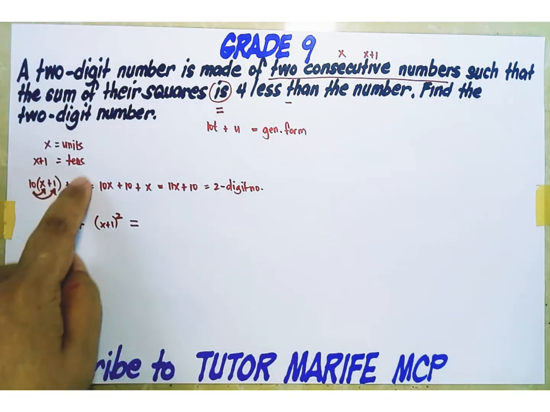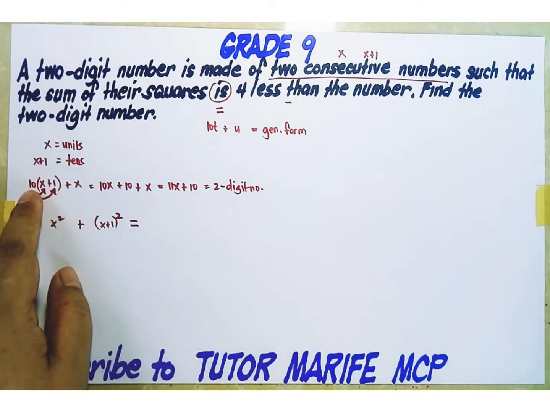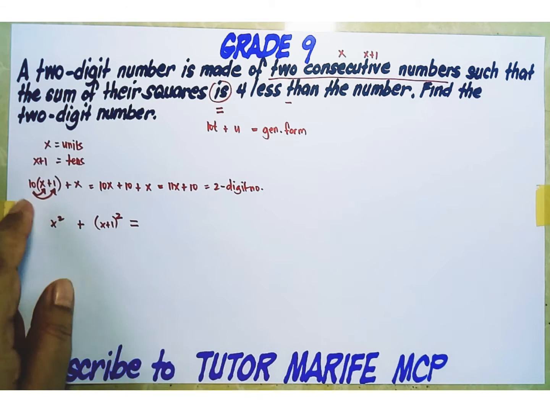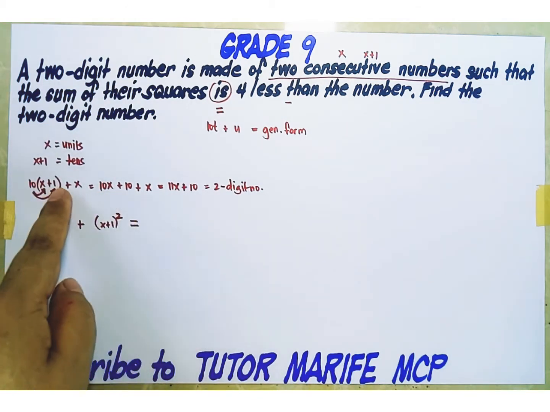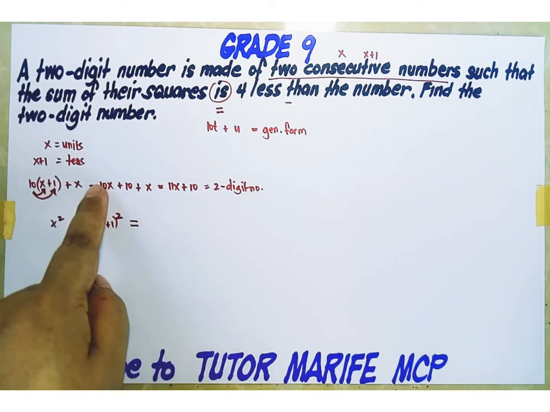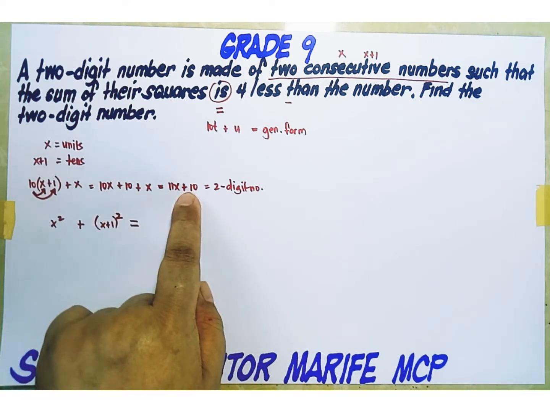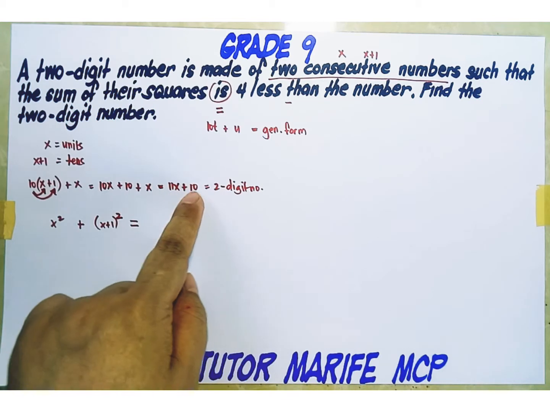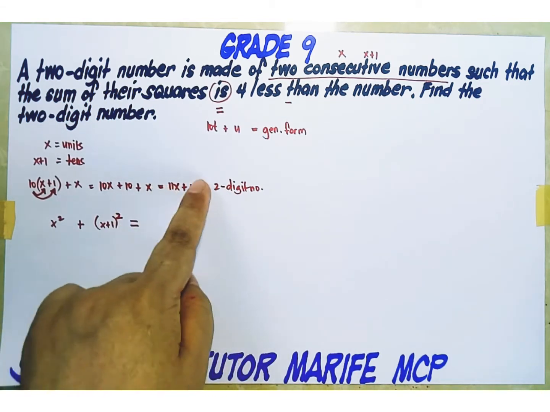Let's simplify this expression by clearing the parentheses. Use distributive property of multiplication. Distribute 10 into each of the terms inside the parentheses. 10 times x is equal to 10x. 10 times 1 equals 10. Then copy plus x. Combining similar terms, 10x plus x is equal to 11x. Copy plus 10. This is the simplified form of our two-digit number. And this is what we are looking for.